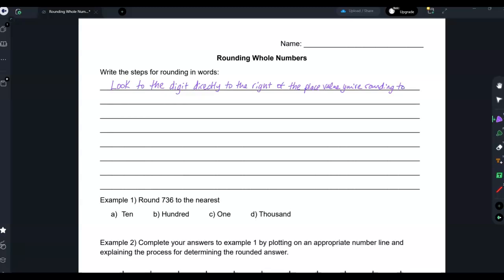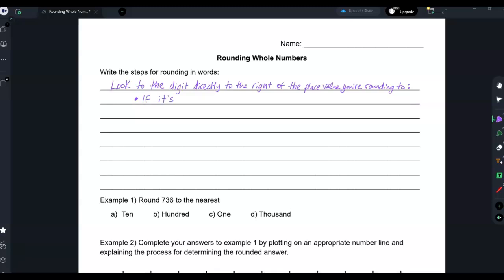So that means if you're rounding to the hundreds place, you would look to the right of that to the tens place. If you're rounding to the 10,000s place, you would look directly to the right of that to the thousands place. It might be good to keep in mind that some students struggle with left and right, so you could also rephrase that and say the digit directly after the one we're rounding to. So if we're rounding to the tens place, the digit directly after that would be the ones place.